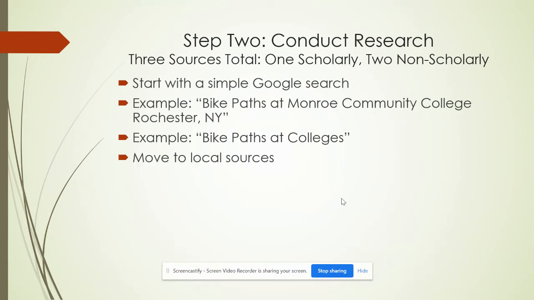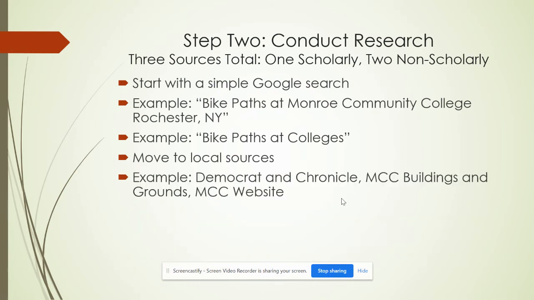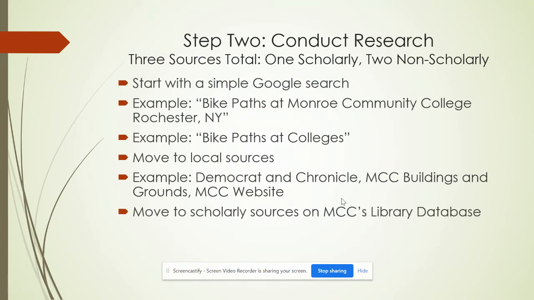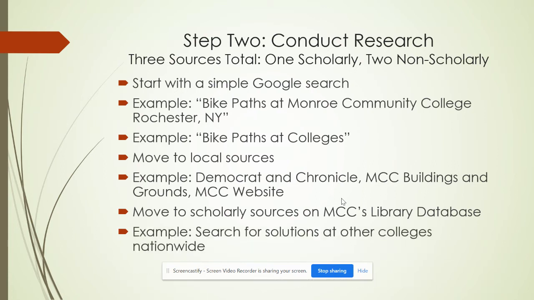I want to also move to local sources, and some of these local sources could be the Democrat and Chronicle, MCC Buildings and Grounds, or even the MCC website. Can I find anything about this problem? Has MCC done anything about this? Then I want to move to scholarly sources in MCC's library database. Now keep in mind, I'm not going to find anything specific on bike paths at Monroe Community College. We're not going to find a scholarly source directed specifically at that problem. Rather, we want to think more generally, search for solutions at other colleges nationwide. How have other colleges tackled this problem?